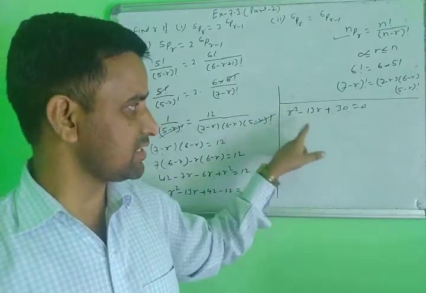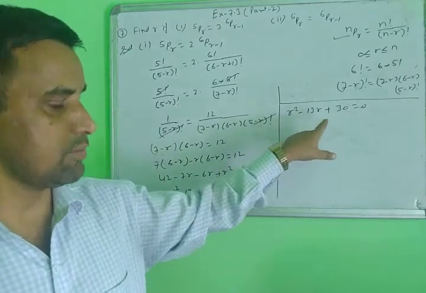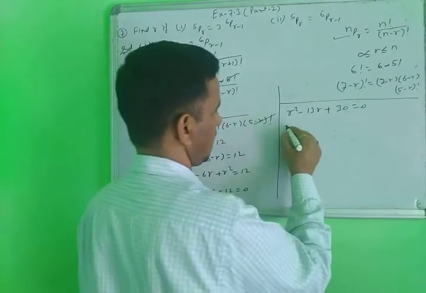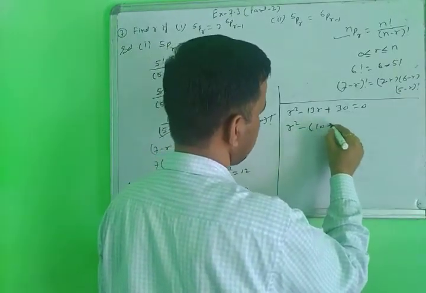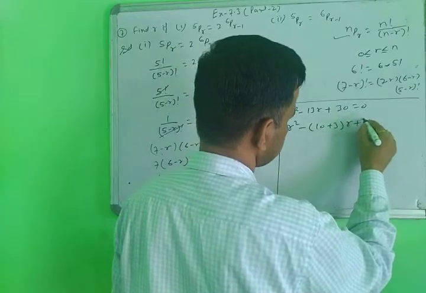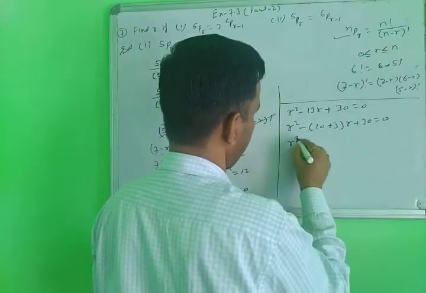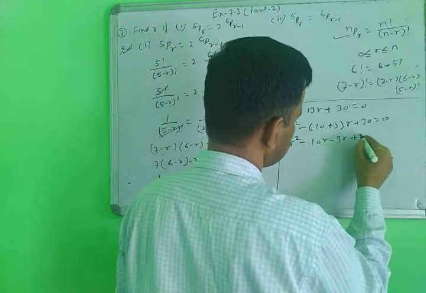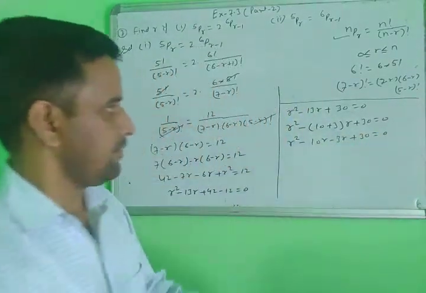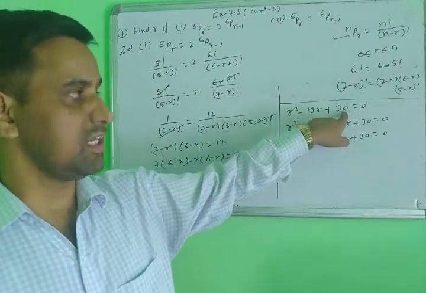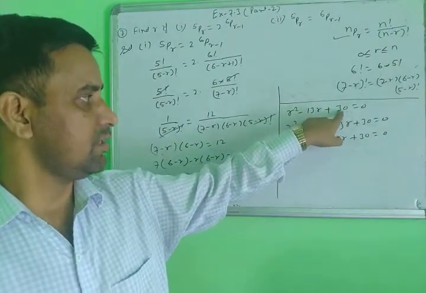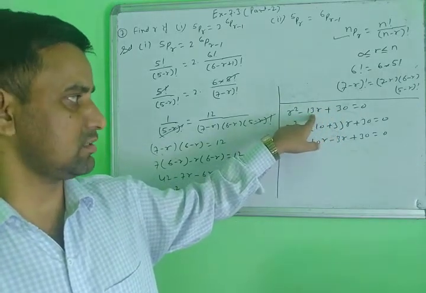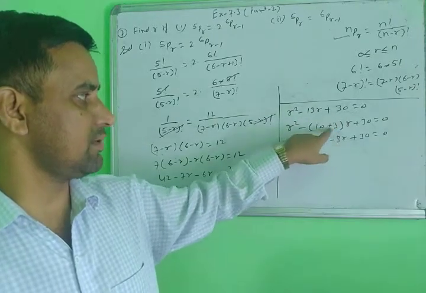Then you will factorize this with the help of splitting the middle term. Then r square here same, minus 10r minus 3r plus 30 equal to 0. You will make the factors of 30 with the help of the splitting middle term. The factors should add or subtract to 13. So 10 threes are 30 and 10 plus 3 is 13.